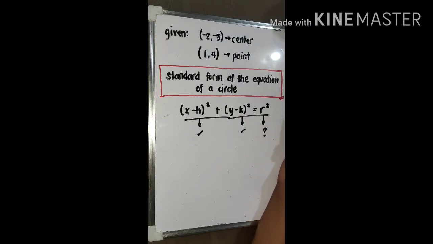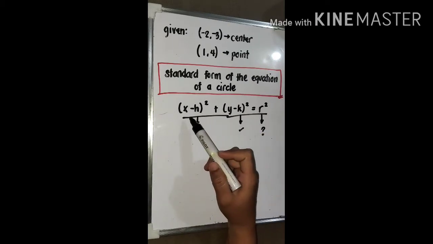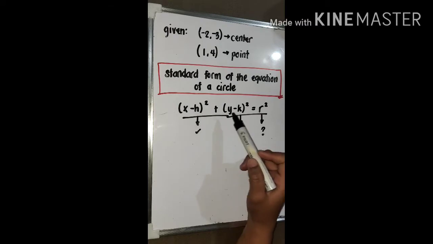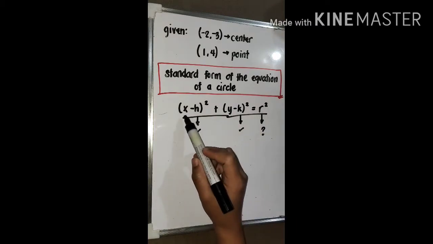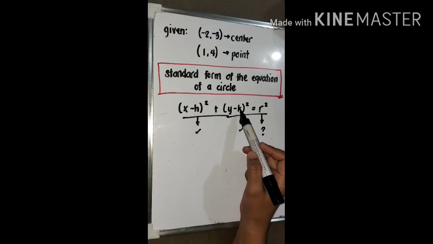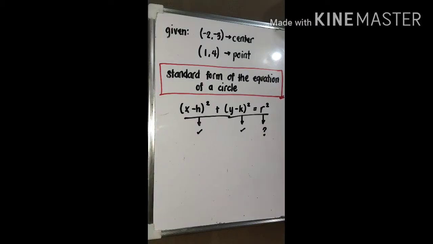Now we are going to give the standard form of the equation of the circle, and we all know that the equation of a circle is given by (x minus h) quantity squared plus (y minus k) quantity squared is equal to r squared. The problem here is that we should look first for the radius, because we already have the values of h and k, which is our center. To solve for the radius, we have to use the distance formula.